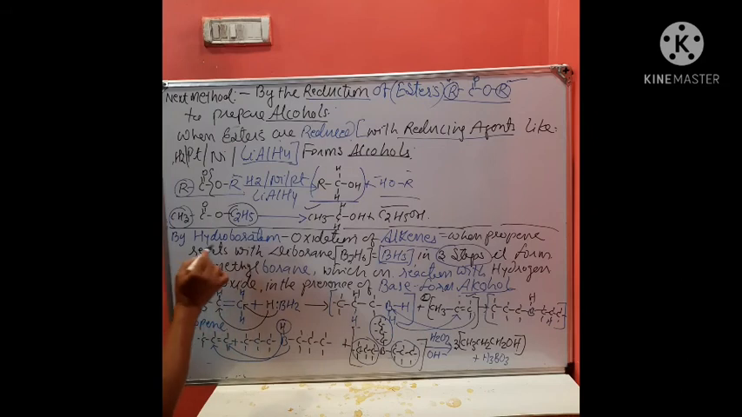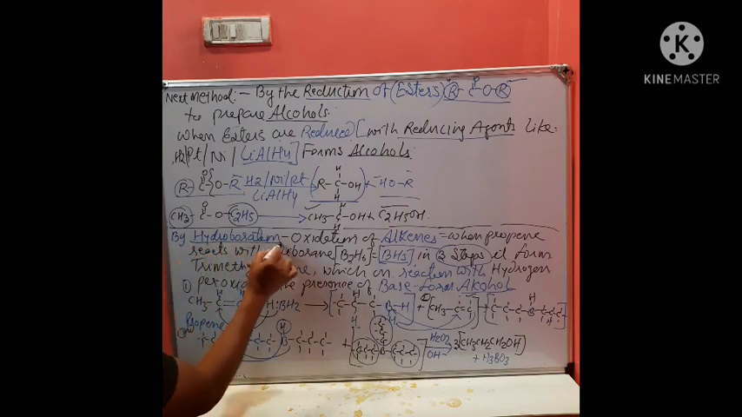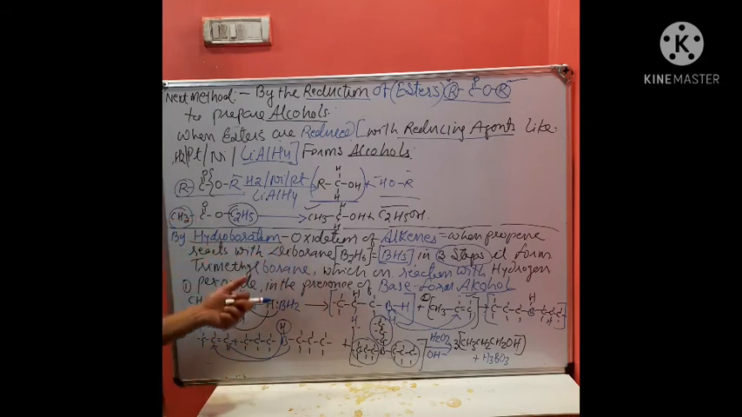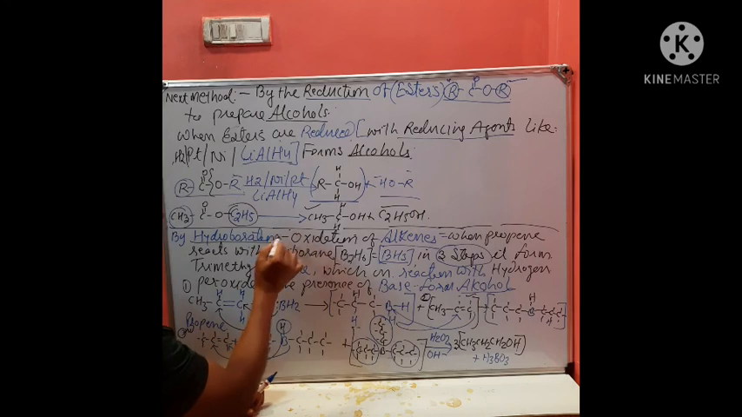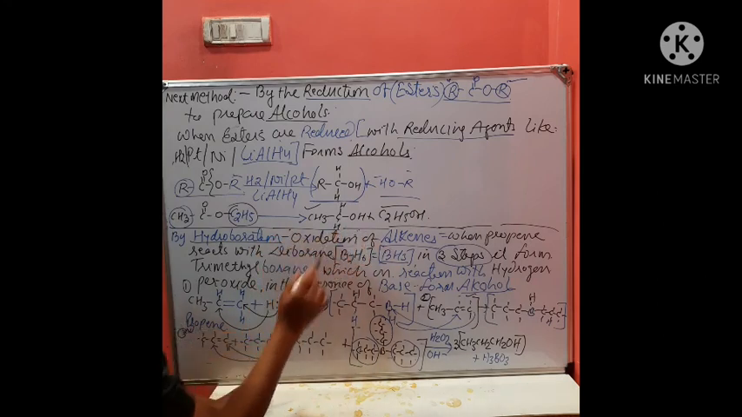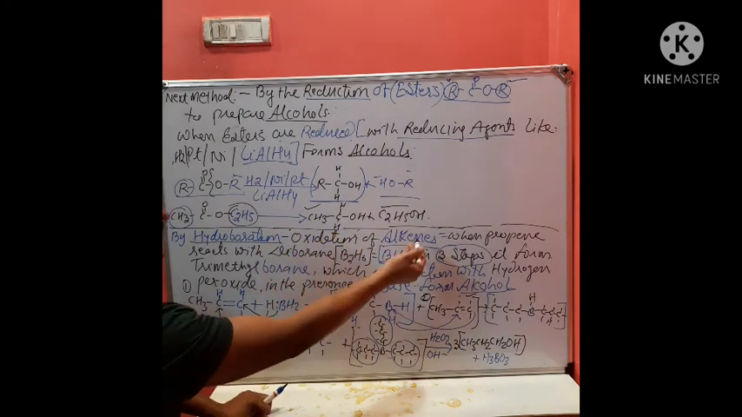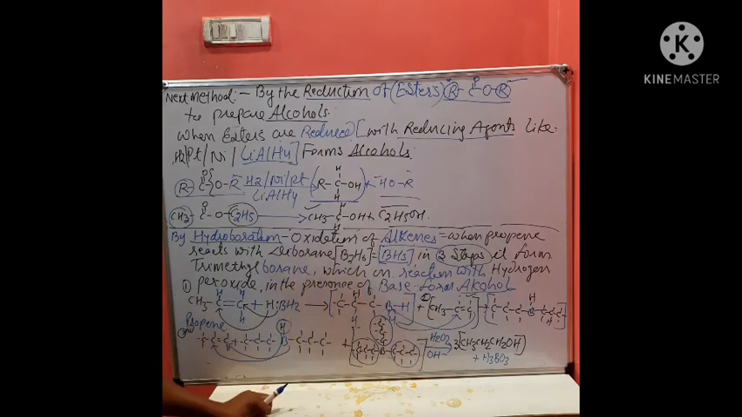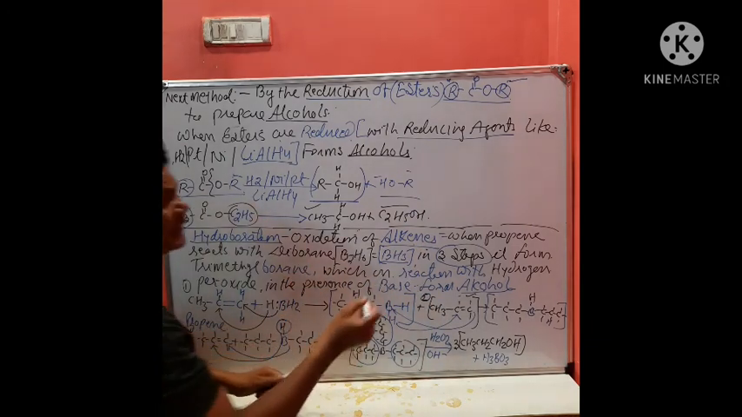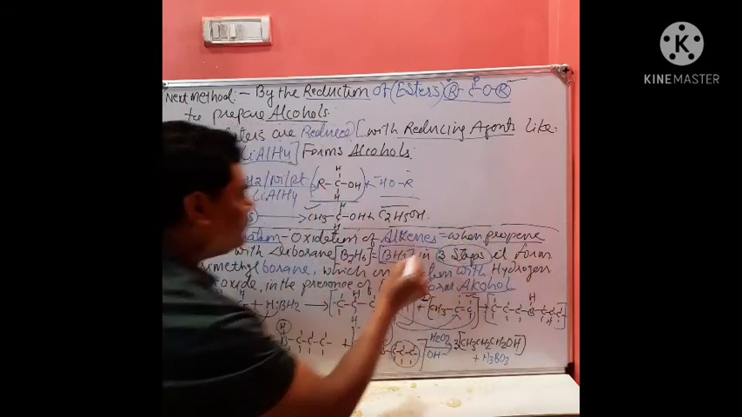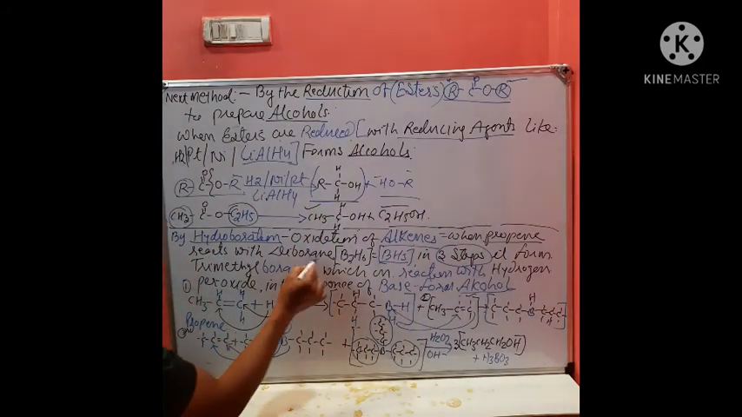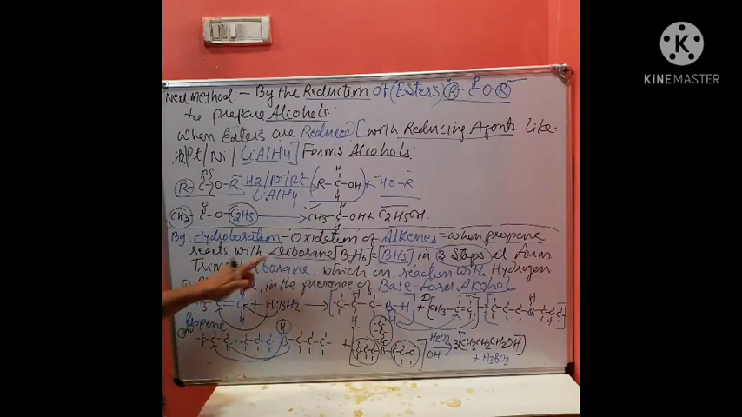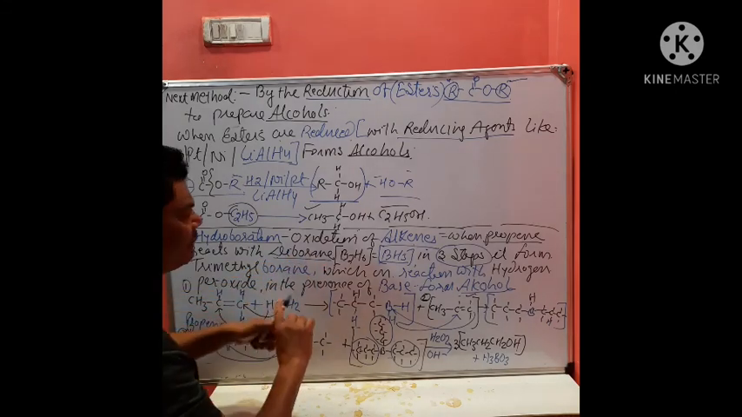Similarly, the next reaction is hydroboration. Hydroboration means reaction of borane and hydrogen, and this is an addition reaction. Therefore, this is oxidation of alkenes. Alkenes means double bond containing compounds. If we specify the alkene as propene, it reacts with diborane.